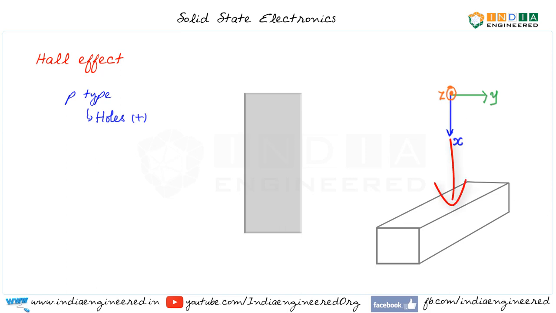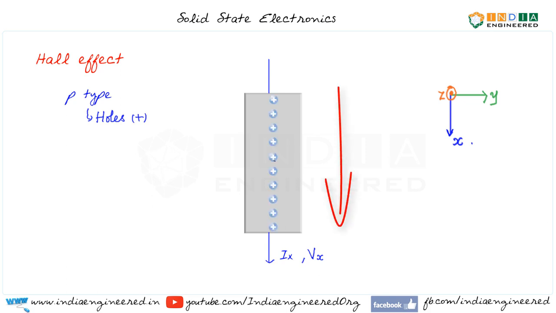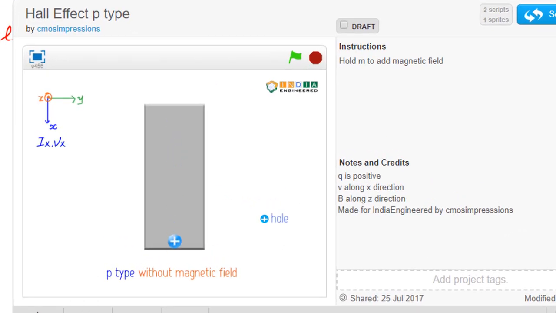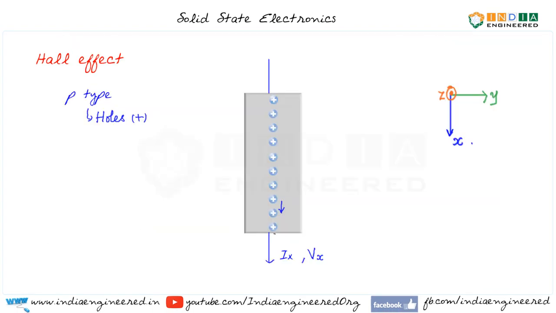Now let's say we have a current along the x direction. So we have Ix, that is current along x direction. We know that the positive charges move in the direction of current flow, that is the velocity associated with the positive charges, Vx, that is the drift velocity of the positively charged particles, that is holes, will be also along the same direction. So we have positive charged holes moving along the direction of current, so they are moving towards the x direction. So this is our initial case.